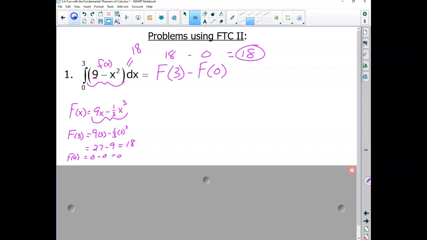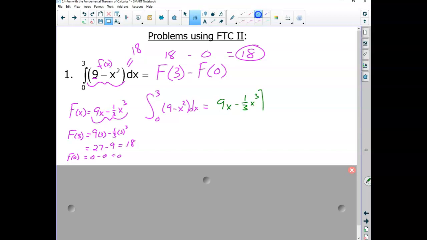The only thing is, this is not the notation we would use to do this. The actual notation we're going to use is symbolic. How we're going to find this is we're going to say the integral from 0 to 3 of 9 minus x squared dx equals, what does it equal? Well, what we're going to do is list our antiderivative right next to it.